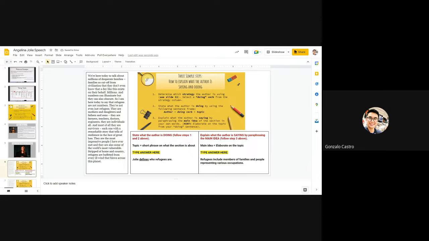So now if you look at the doing statement on the left and the saying statement on the right, you'll notice that there's a connection. The saying sentence is longer than the doing sentence. The saying sentence is more detailed. And the saying sentence is in our own words, elaborating on the topic from the doing statement.